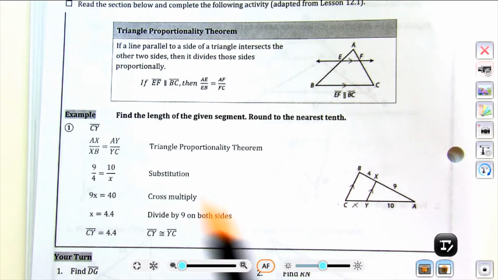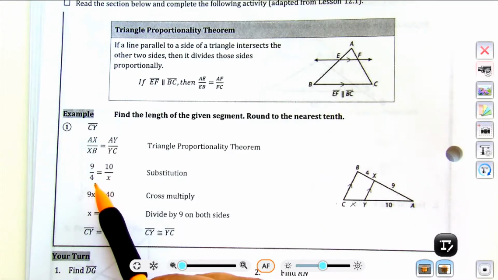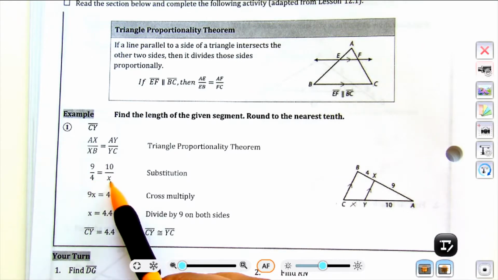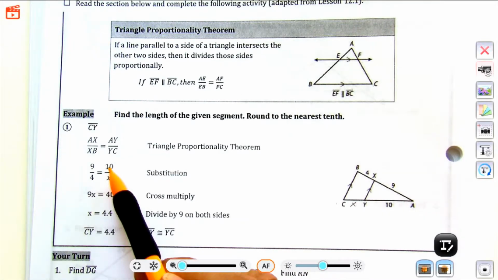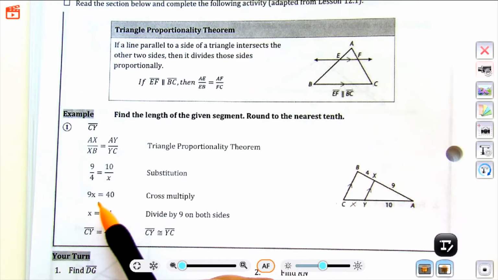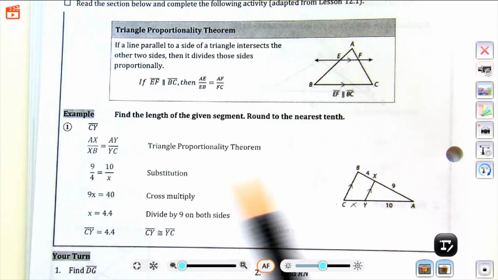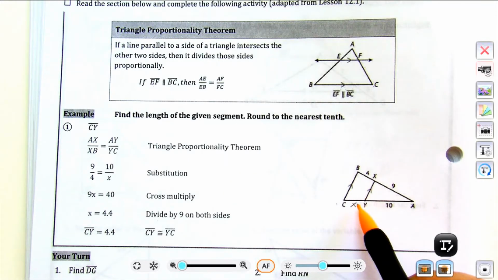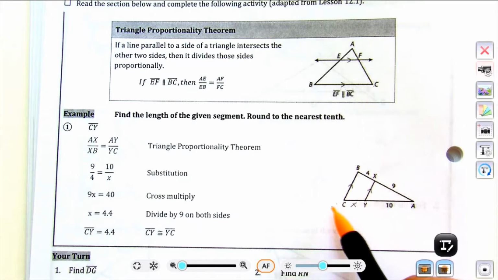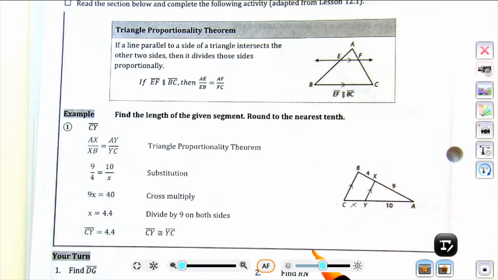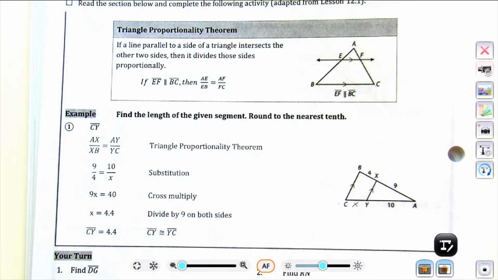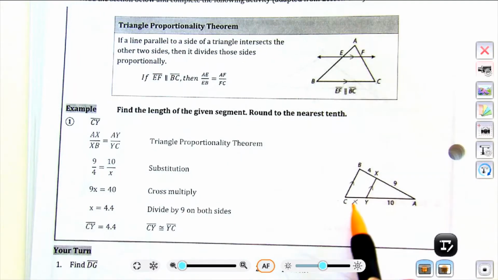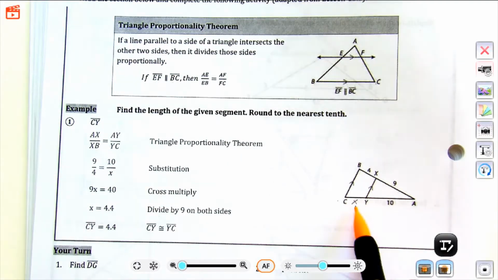So here it is. And then substituting the values, we have 9 over 4 equals 10 over X. Then we cross multiply here. 9 times x is 9x, 4 times 10 is 40, and then we divide both sides by 9 and we get x equals 4.4. Now because we said x is equal to CY, then CY is also equal to 4.4. And that's pretty much it. That's how we use the theorem to find a missing piece using the proportion.